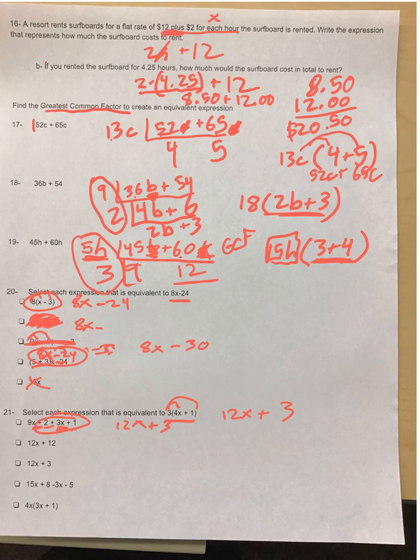It is not good. 12x plus 12 is not the same. Third one, it's already there. We're done. It's awesome. Fourth one, 15x minus 3x is going to be 12x. We're good so far. 8 minus 5 is going to be 3, and they are equivalent. And the fourth one, 4x times 3x is actually going to be 12x squared. And then 4x times 1 is plus 4x. So you can see here, this is definitely not the right one.